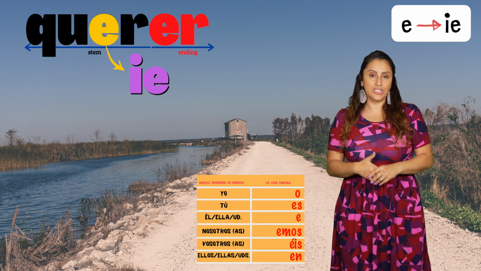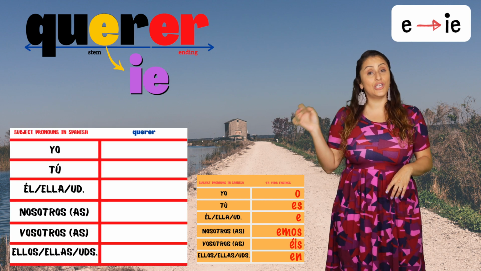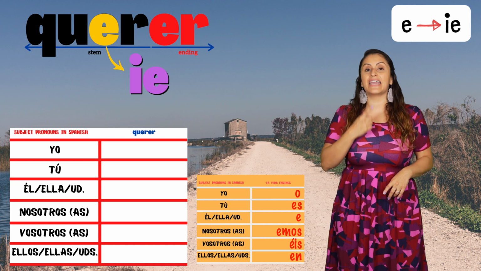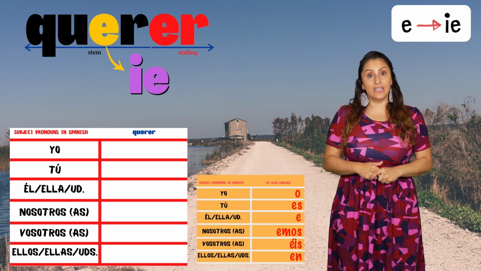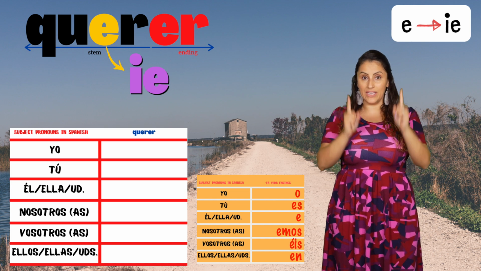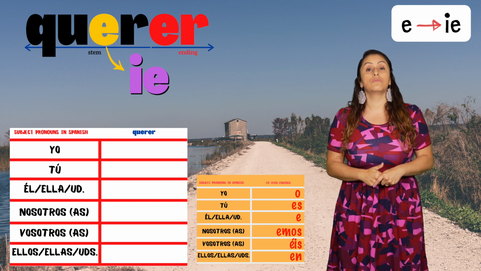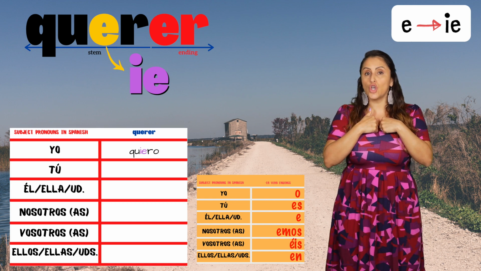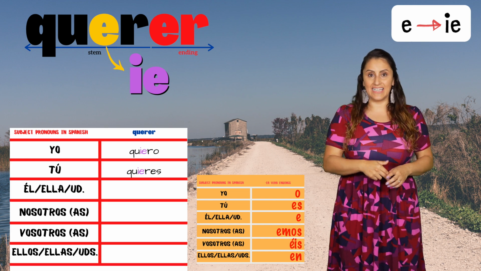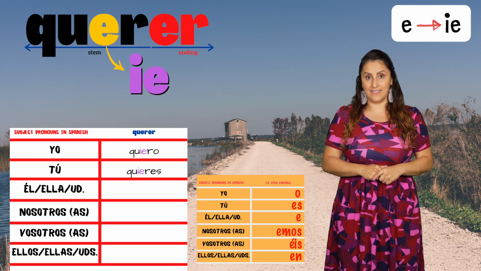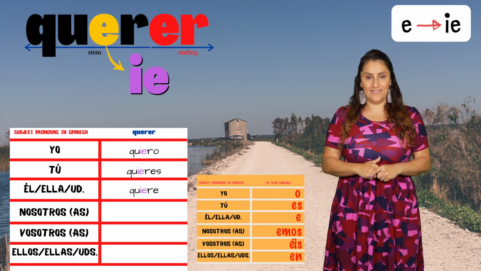So let's go through the conjugations of the verb querer together. By the way, querer, that U is silent. So you would say querer. Let's start. For the yo conjugation, again, it's an ER verb, so ER verb endings, but that E changes to IE. So I'm going to say quiero. Yo quiero. I want. Tú quieres. Él, ella, and usted quiere.